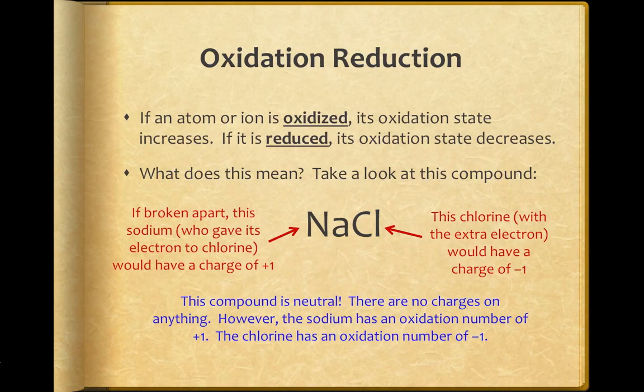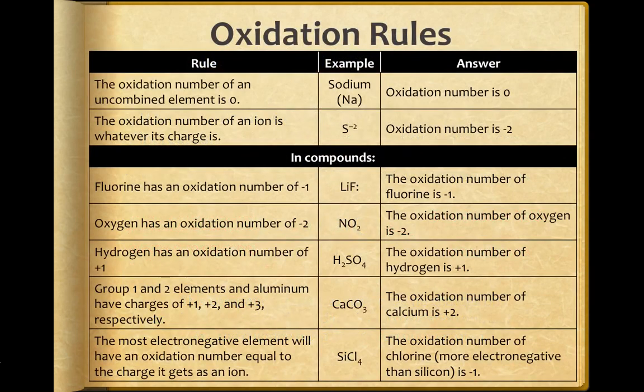And there are some rules that you will need to write down. First of all, if you see elements by themselves in an equation, such as sodium, the oxidation number of any uncombined element is 0. So in our equation back there, the sodium had an oxidation number of 0. The only time it would have a different oxidation number is if it had a charge, such as sulfur, which has an oxidation number of -2, because that's its charge. Those are easy. If the element's by itself, it's a 0. If it's got a charge, then the oxidation number is that charge.